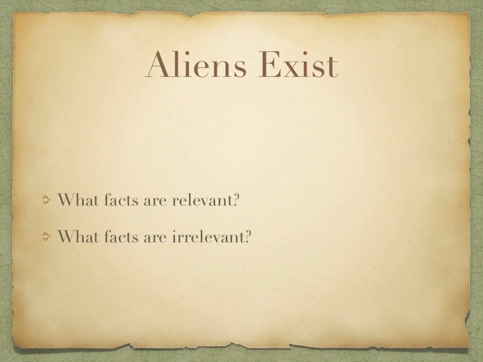So, in this case, with aliens existing, I could say, you know that the government has aliens in their possession. Aliens exist. They're here, and the government has them in jail in New Mexico. Well, that's a pretty relevant fact. That actually proves my point. Whether or not it's true is kind of the next step, okay? You also have to evaluate those facts, obviously. Now, we'll get into that in a second.